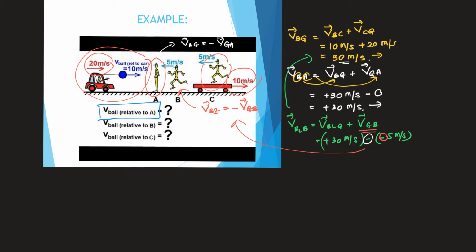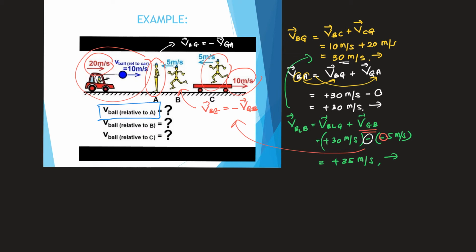So you are going to get the answer of positive 35 meters per second moving to the right. Okay, so it's logical because person B is running towards the ball, so person B is going to see the ball faster than person A.